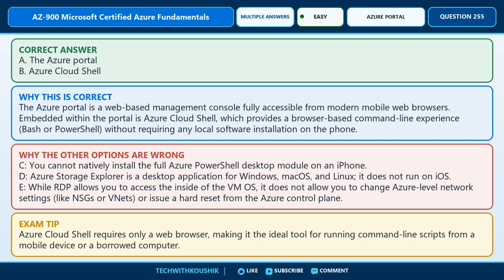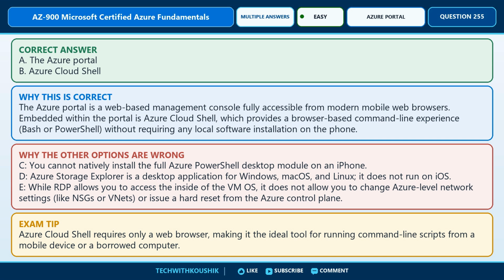The other choices do not work because C. You cannot natively install the full Azure PowerShell desktop module on an iPhone. D. The Azure Storage Explorer is a desktop application for Windows, macOS, and Linux. It does not run on iOS. E. While RDP allows you to access the inside of the VM OS, it does not allow you to change Azure-level network settings, like NSGs or VNets, or issue a hard reset from the Azure control plane.